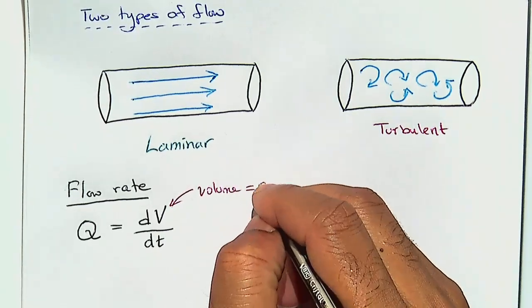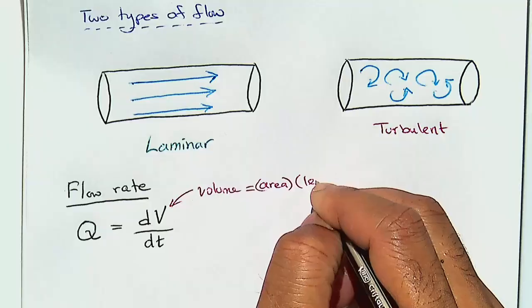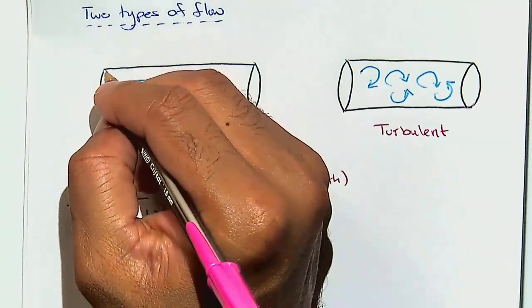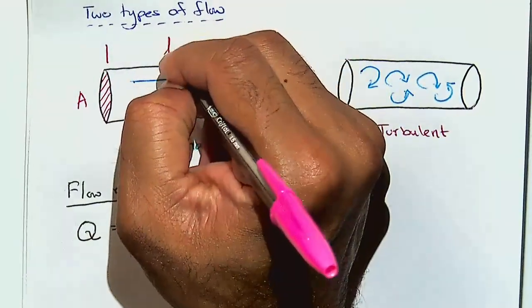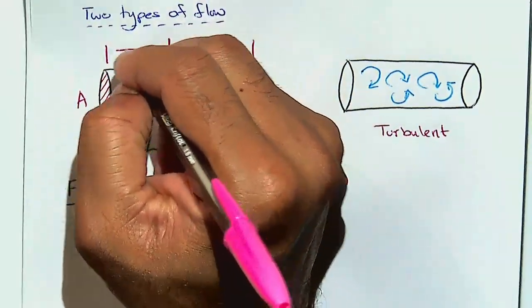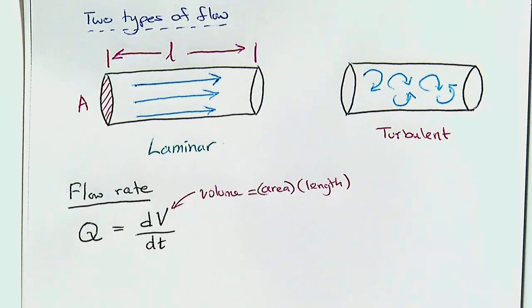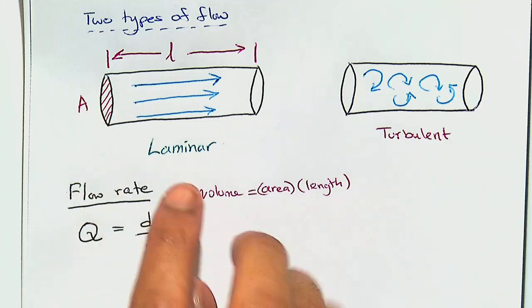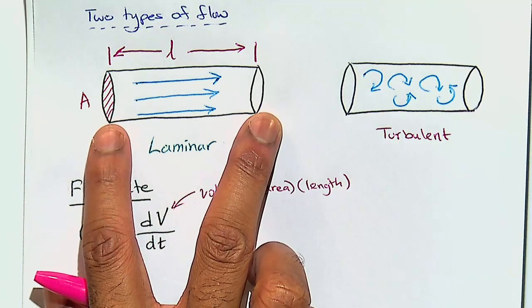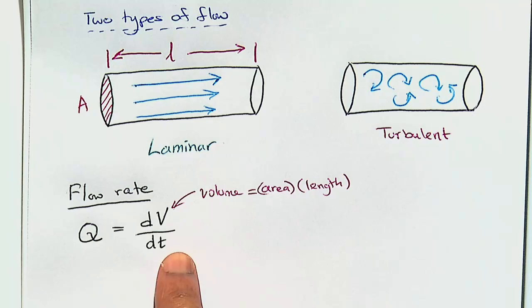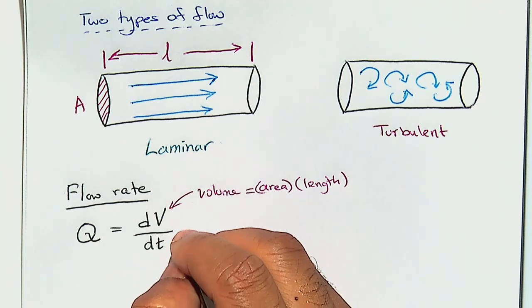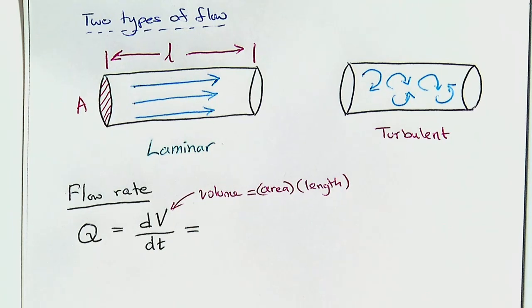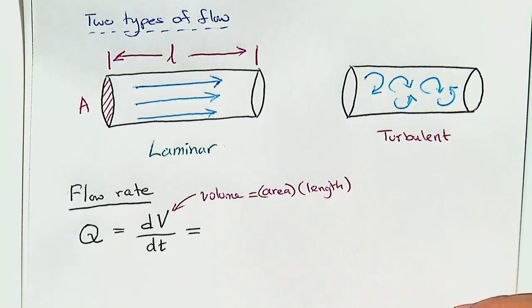And remember that you can get a volume as long as you have an area and you multiply by some length, right? So this cross section could be your area, and then you have a certain length for your tube. If you multiply length by area, you will get volume, right? So what this is saying is if you focus on, let's say, a small segment of your pipe, how much volume is going through it per unit time, right? So let's try to reorganize this a little bit by using the terms area and length.